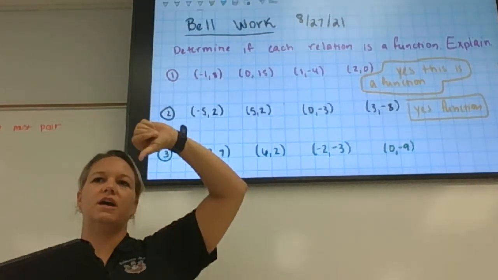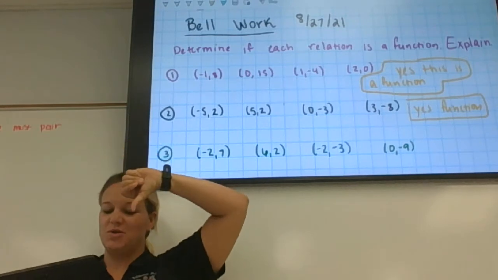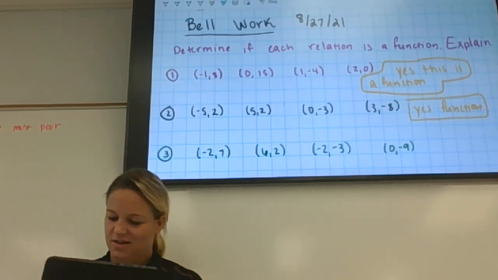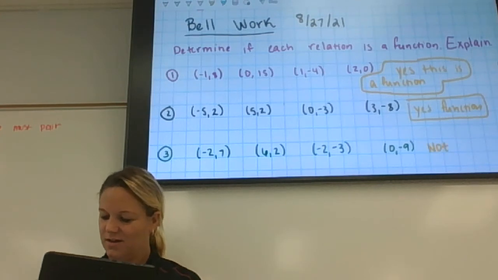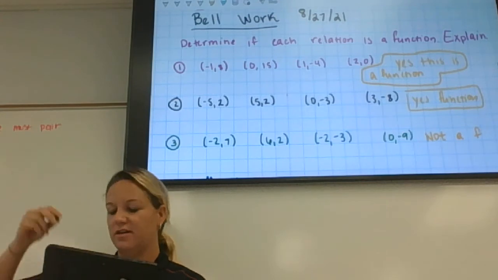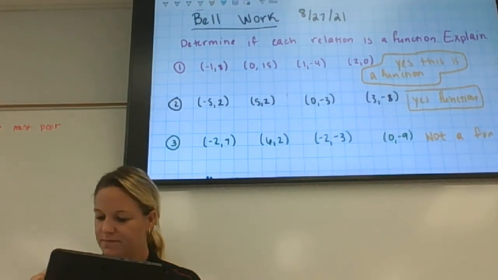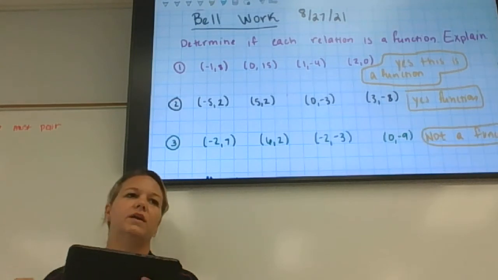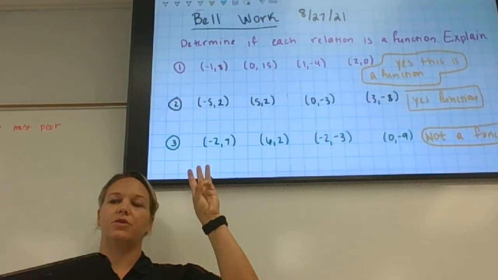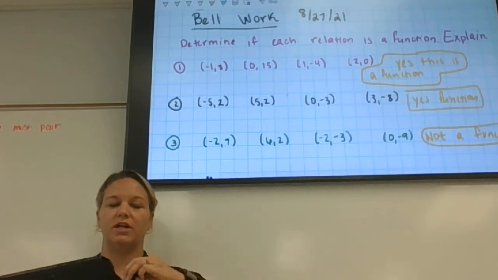Number 3. Thumbs up or thumbs down? Yeah. Oh wait, no. What makes it a function? This rule here, read it. Each x value. Oh, that's easy. All right, here we go. Can someone please explain which number in number 3, which x value is breaking the rules?